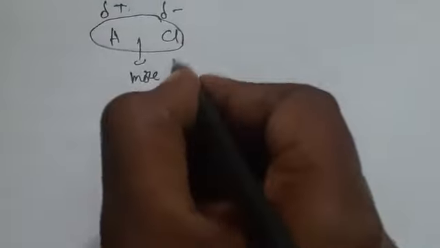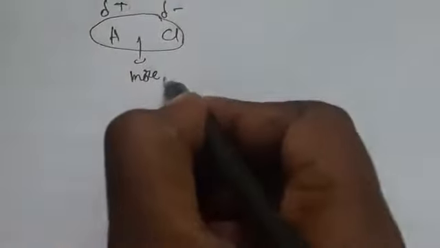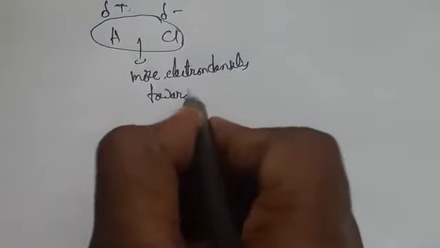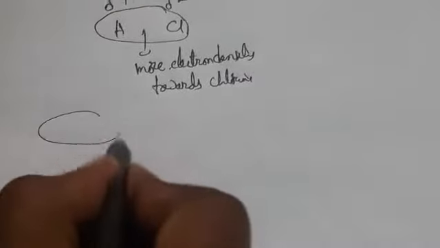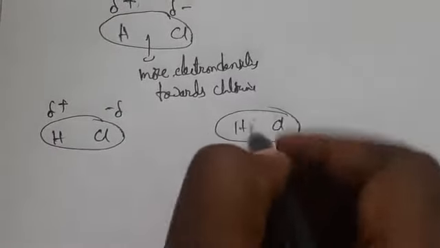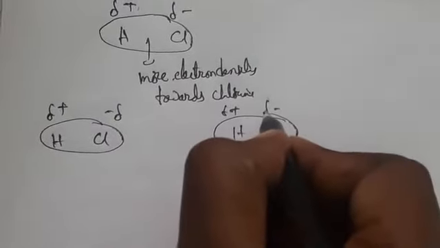Partial charges: if you take H and Cl, it gives a partial positive charge and a partial negative charge. There is more electron density towards chlorine, because chlorine is the electronegative atom. In HCl, one end is partially positive and the other is partially negative. The same applies to the second HCl molecule.